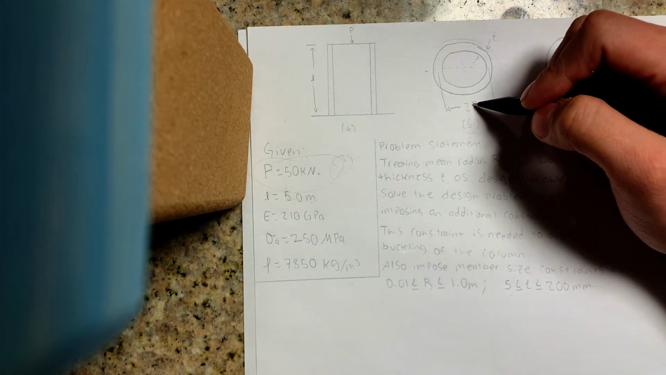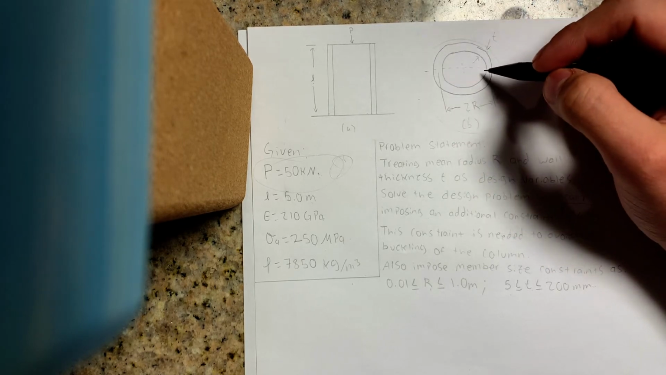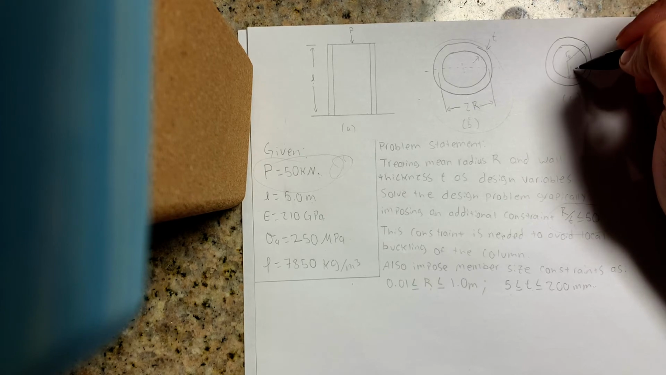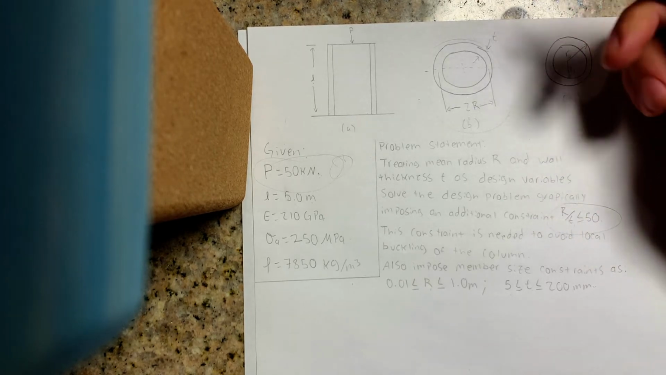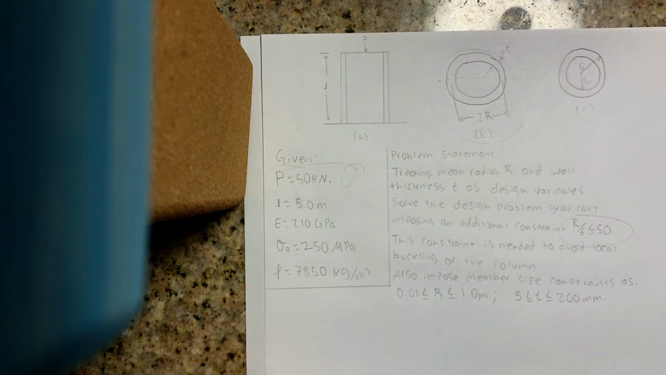So this mean radius, for those of you who are not familiar with it, in this type of configuration is going to be equal to the average of the outer and the inner radius. So basically, outer radius plus inner radius divided by 2. Okay, so let's go ahead and get started.